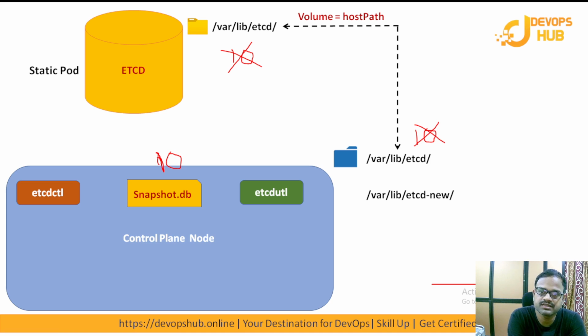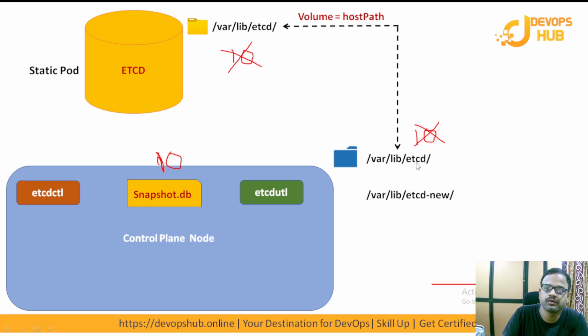No, because even though we have restored this one, it's just like one file created on our control plane node at some random path. The path is /var/lib/etcd/new. So it has been created, but the etcd container is still not using this one. It's still bound to the /var/lib/etcd directory only.